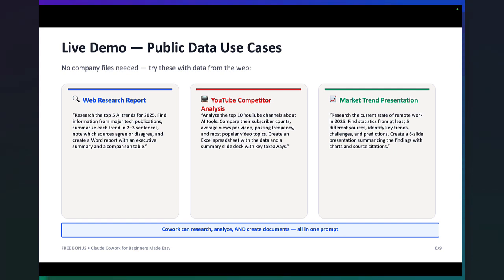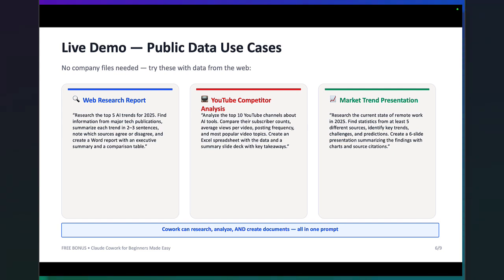Cowork goes out, researches on the internet, and summarizes all of it in a Word file or a PDF file for you. You could analyze competitors, like social media profiles, such as a YouTube competitor analysis, and then have those insights summarized into an Excel spreadsheet with an additional summary. Or you could let it research trends and market developments, and then summarize all of that into a PowerPoint presentation. You could even give it instructions about what the format should look like, maybe what color scheme, and the number of slides you want, and it will create that for you.